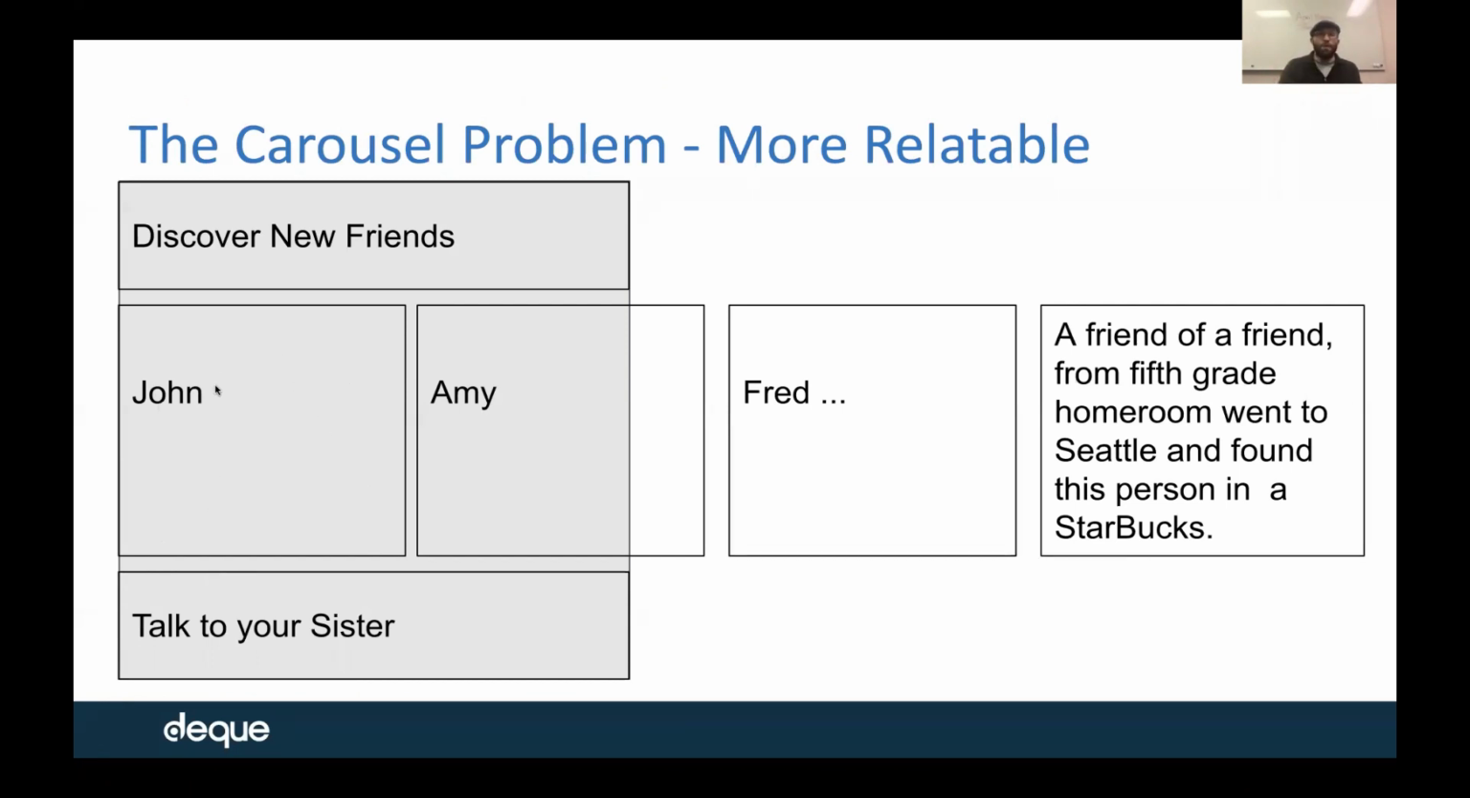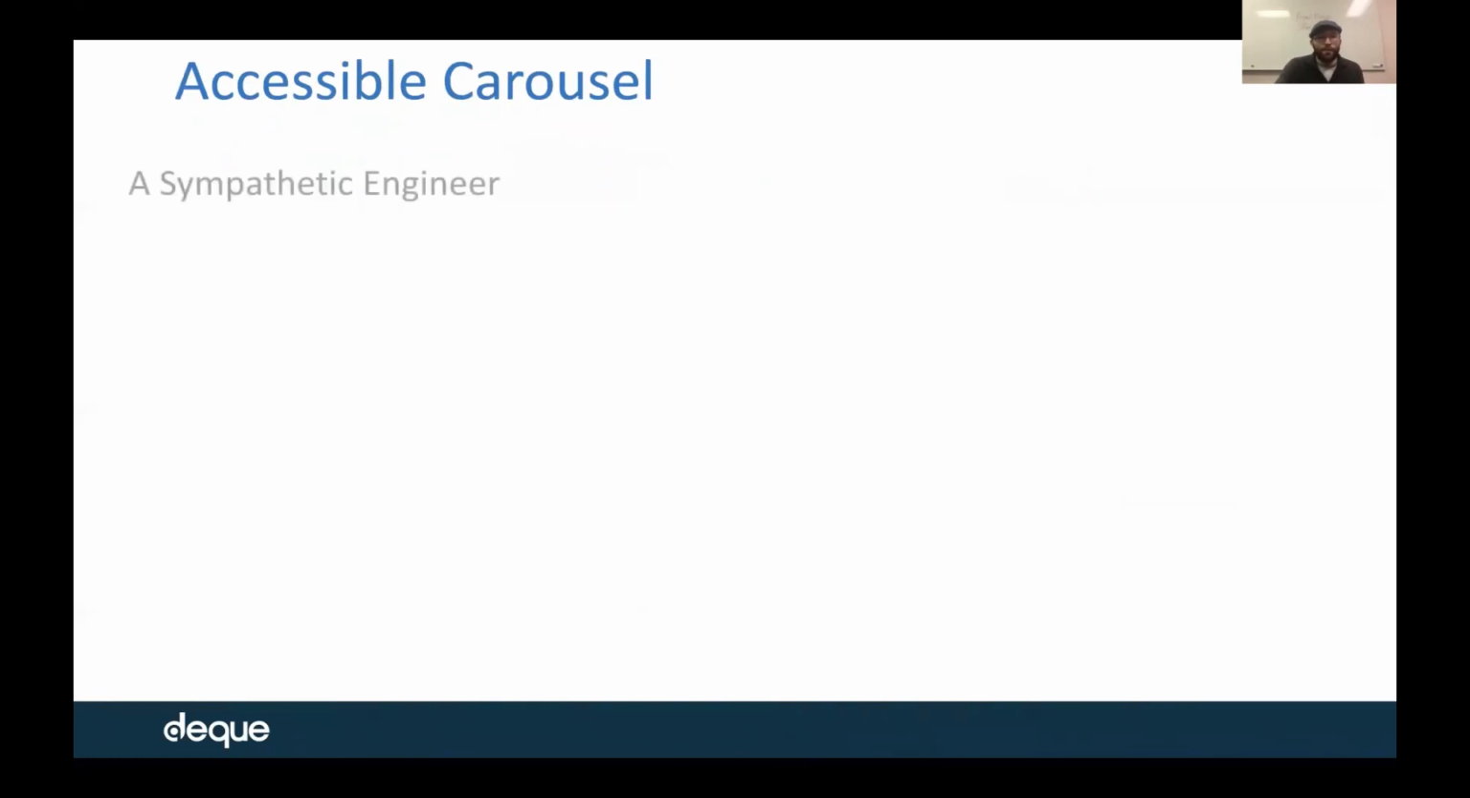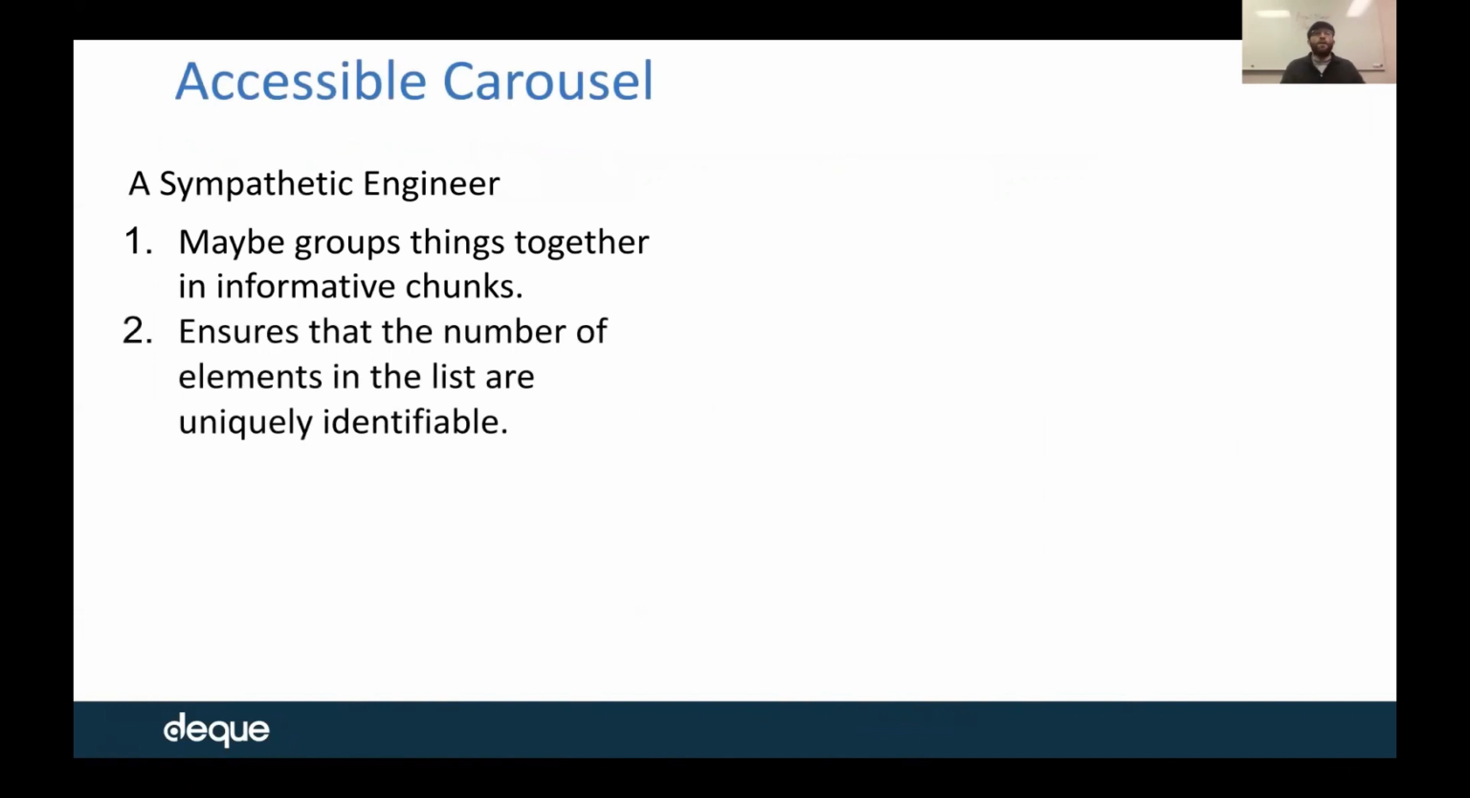And so a sympathetic engineer, the first thing they're going to do is, oh, okay, hold on a second, I got this. I can group these things together so that at least a TalkBack user focuses the whole John box before they go in. But what we've done, let's say this is 1,000 friends, so we've taken our focusable targets in the carousel from 5,000, 5 boxes for John, 5 boxes for Amy, down to 1,000. Cool, still pretty bad, but cool. All right, so a sympathetic engineer ensures the number of elements in the list are uniquely identifiable. Okay, so we have this carousel, and maybe we can uniquely identify those things.